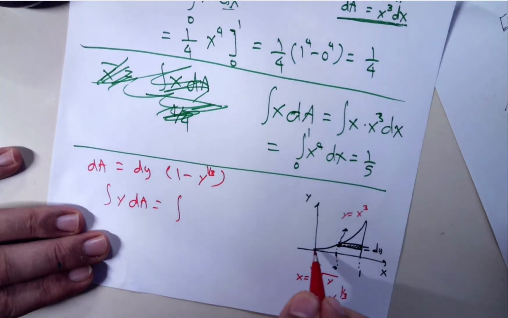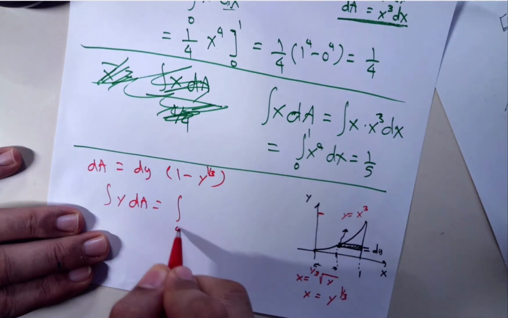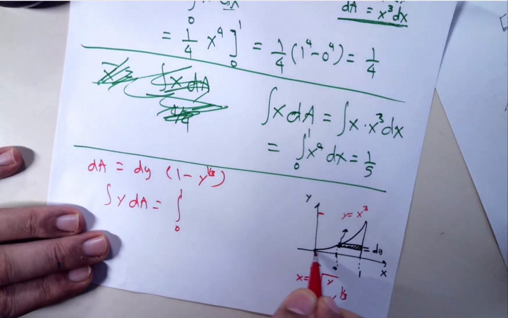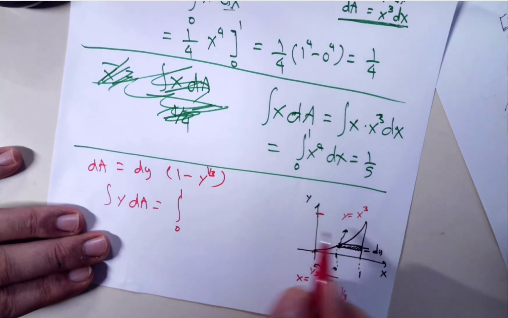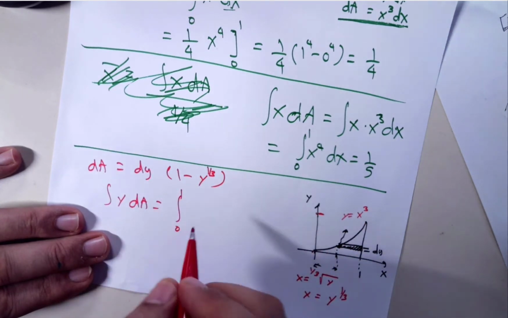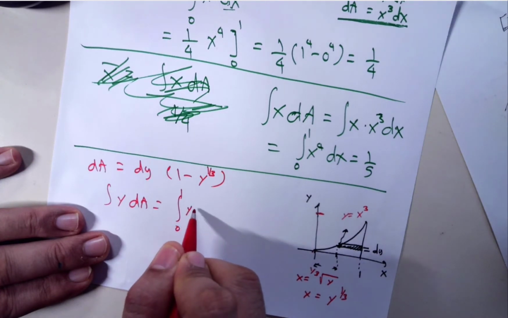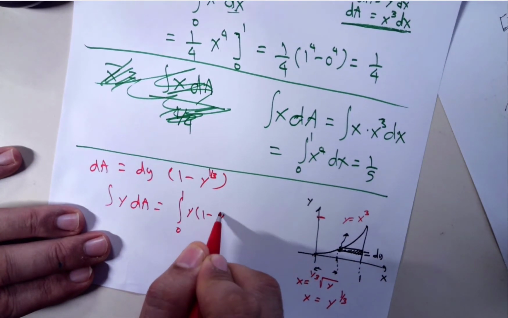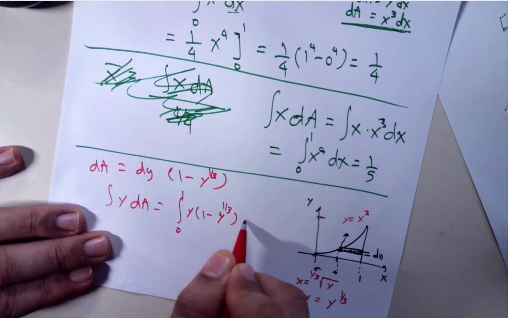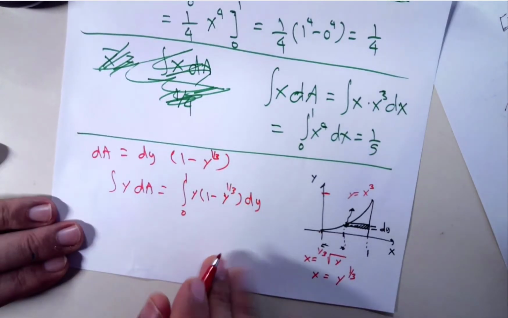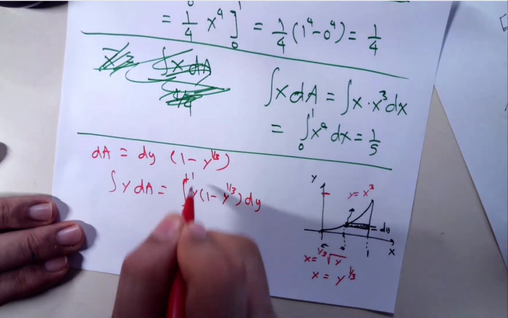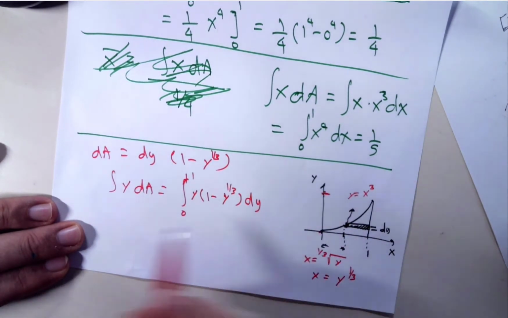So therefore, if I want to calculate y dA, it becomes easier, because this is going to be from 0 to 1. The 0 to 1 is not in x, but rather in y, because I am dealing with dy, right? So it's going to be y times 1 minus y to the 1/3 dy, right? And the integration is from 0 to 1, from here to here.